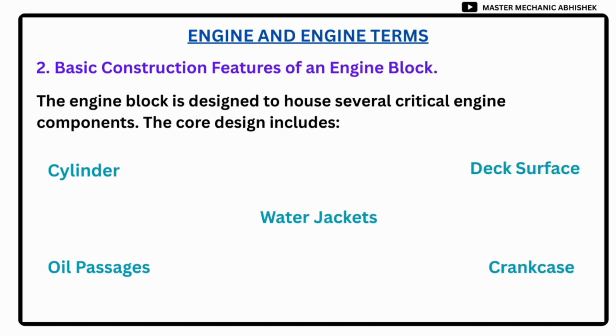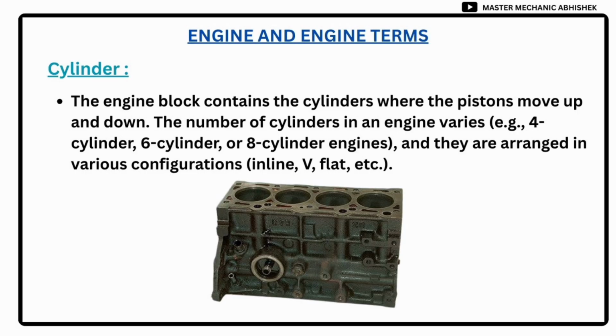Basic construction features of an engine block. The engine block is designed to house several critical engine components. The core design includes cylinder, deck surface, water jackets, oil passages, and crankcase. Cylinder: the engine block contains the cylinders where the pistons move up and down. The number of cylinders in an engine varies, for example 4-cylinder, 6-cylinder, or 8-cylinder engines, and they are arranged in various configurations: inline, V, flat, etc.